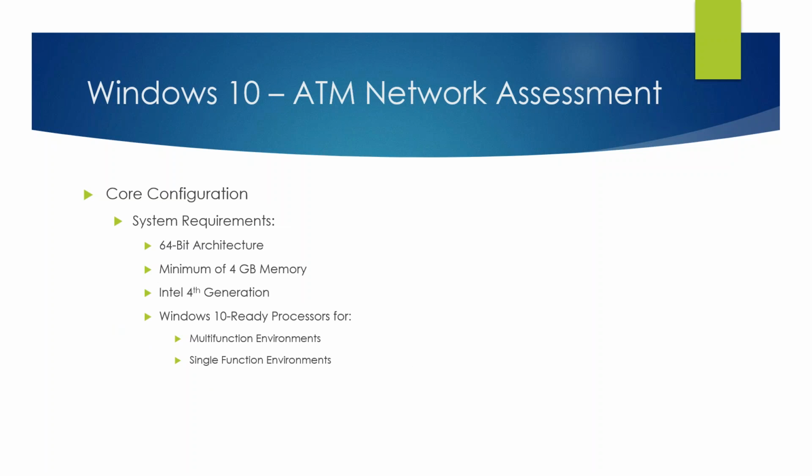The core configuration that you need to have for any of these in a PC core would be a 64-bit architecture, a minimum of 4 gig of memory, an Intel 4th generation or equivalent processor, and always know that Windows 10 ready processors are ready for multi-function environments or single-function environments. It's a rather robust operating system.